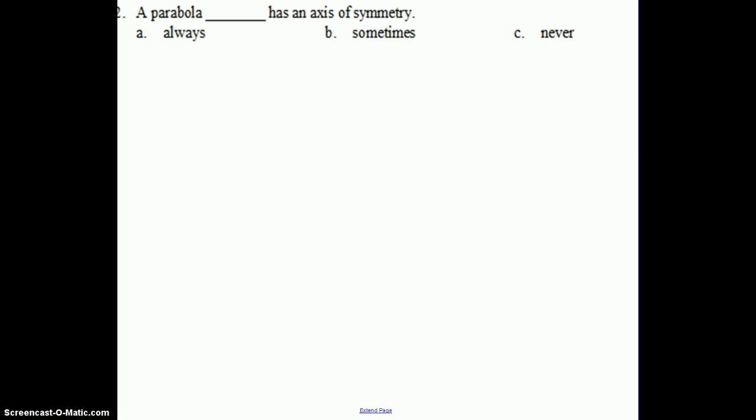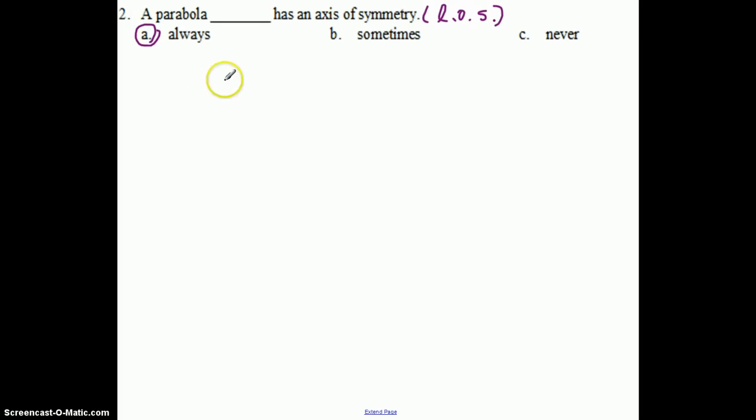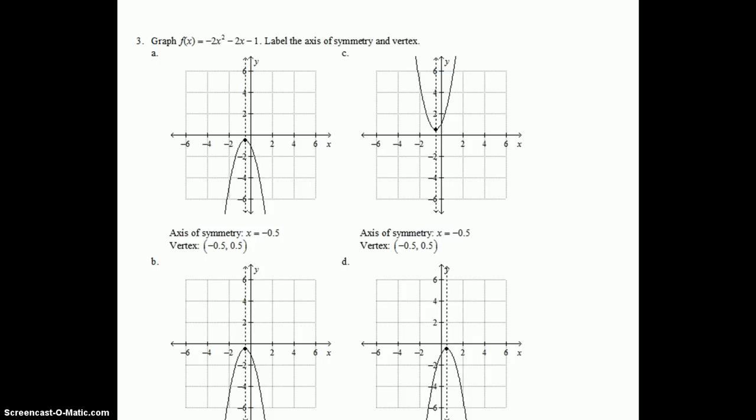A parabola blank has an axis of symmetry. Now, first of all, axis of symmetry and line of symmetry are the same thing. So when they're talking about this, it always has a line of symmetry. Always, every time. So whatever my graph is, I will always have some kind of line of symmetry that goes down the middle that cuts it in half, no matter what. So, okay, first two problems pretty easy.